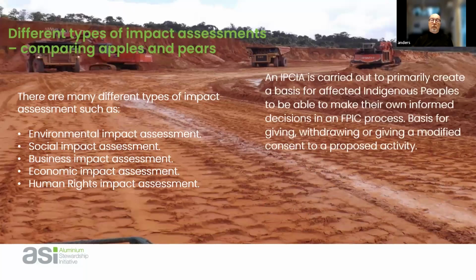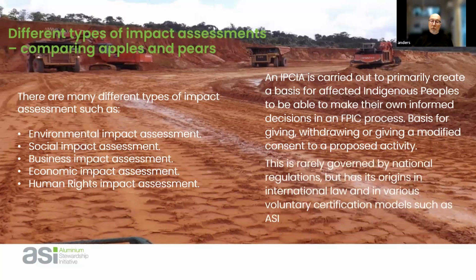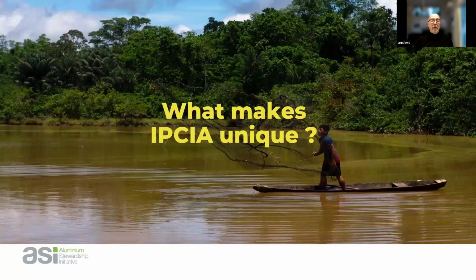An IPCIA is carried out to primarily create a basis for affected Indigenous people to be able to make their own informed decisions in an FPIC process, a basis for giving, withdrawing, or giving a modified consent to proposed activities. This is rarely governed by national regulations, but has its origin in international law and in various voluntary certification models, such as the ASI. But then what makes IPCIA unique?